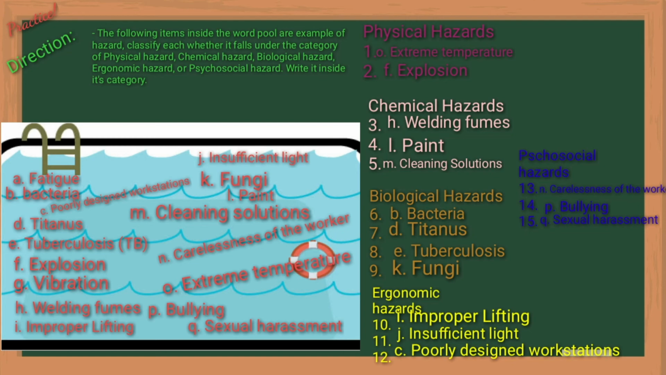Ergonomic hazards are improper lifting, insufficient light, poorly designed workstations. Ergonomic hazards are physical factors that can result in musculoskeletal injuries. Psychosocial hazards are carelessness of the workers, bullying, and sexual harassment.